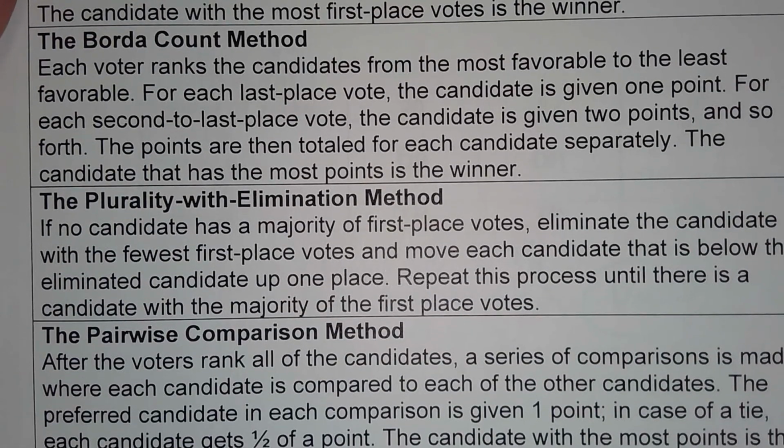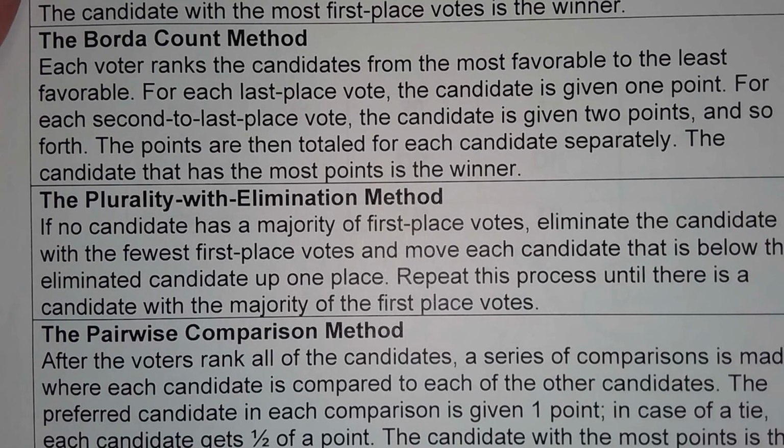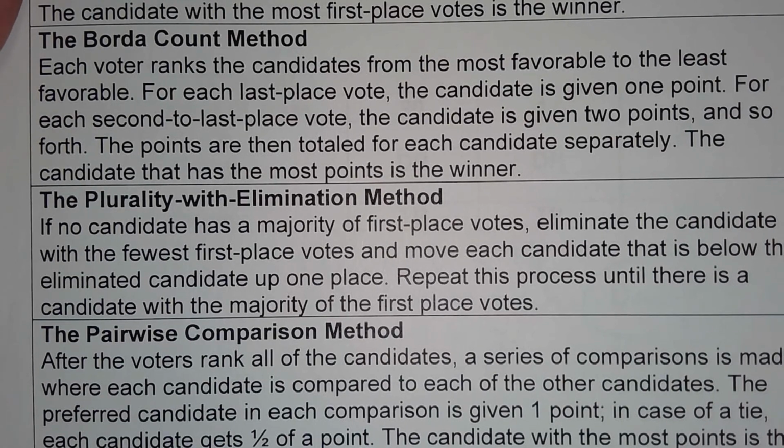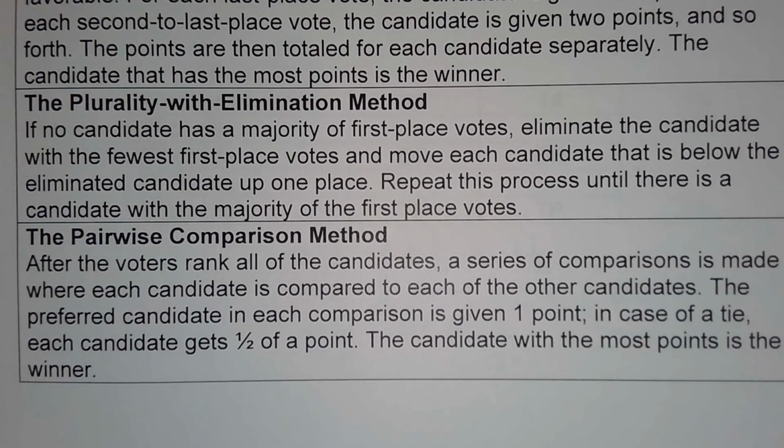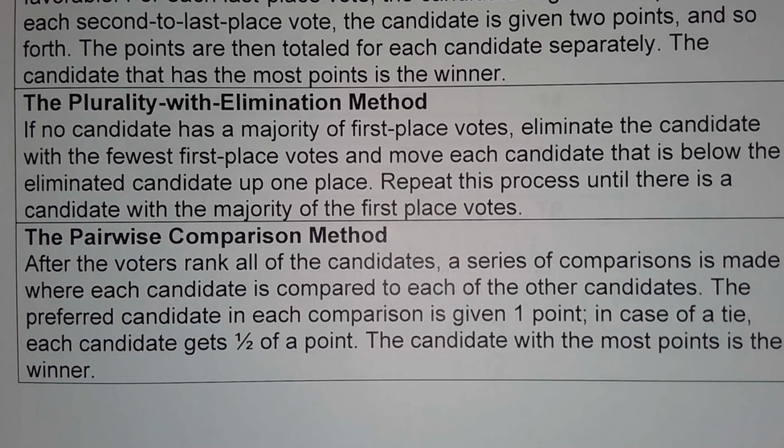The plurality with elimination method: if no candidate has a majority of first place votes, eliminate the candidate with the fewest first place votes and move each candidate that is below that eliminated candidate up 1 place. Repeat this process until there's a candidate with the majority, in other words, more than 50% of the first place votes. Pairwise comparison method: after the voters rank all the candidates, a series of comparisons is made where each candidate is compared to each other candidate. The preferred candidate in each comparison is given 1 point. In case of a tie, each candidate gets half a point. The candidate with the most points is the winner. And those are 4 different voting methods.